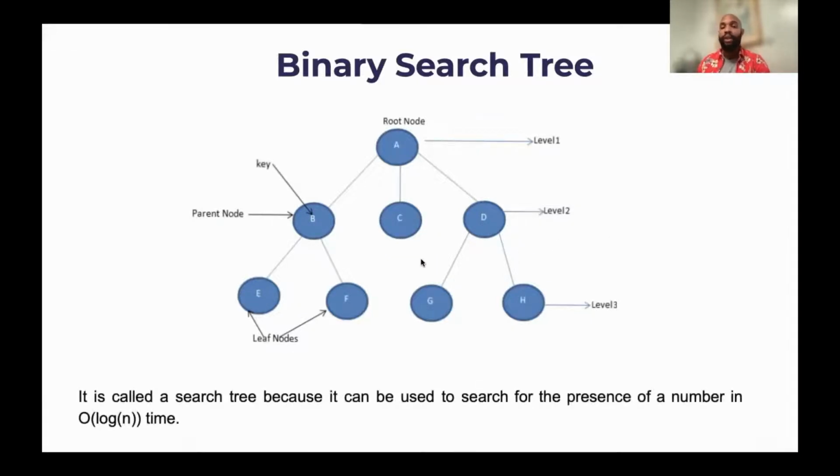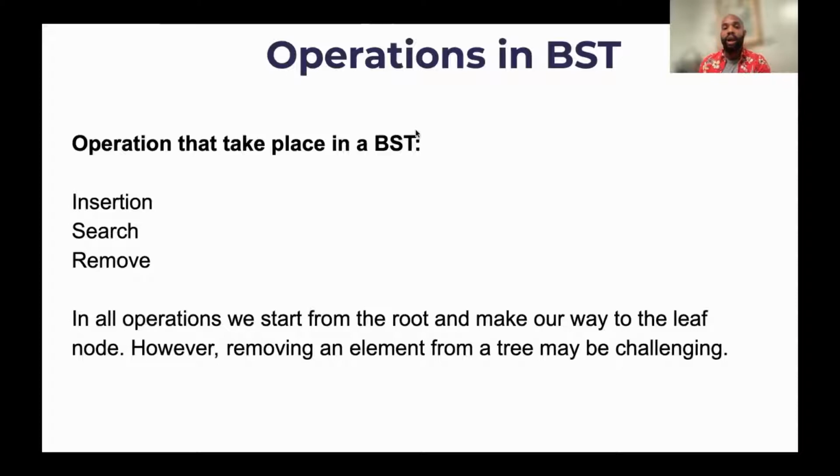A cool feature that the binary search tree has is that it searches with the time complexity of O(log n), which pretty much means it halves its search every time it goes through the tree. One of the operations that you can find in the binary search tree is insertion, the search, remove function. And all of our operations start at the root and make their way down.